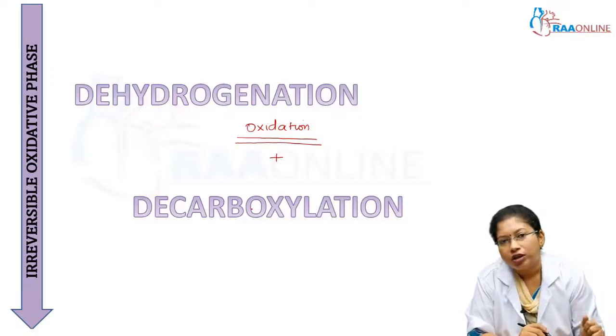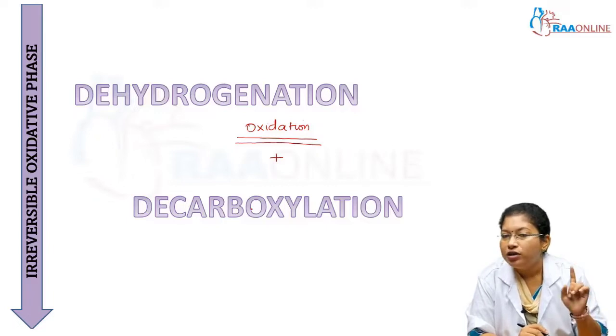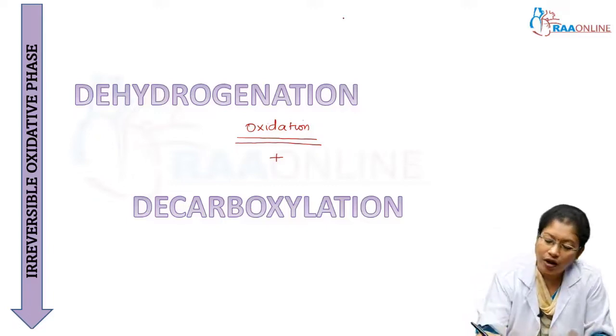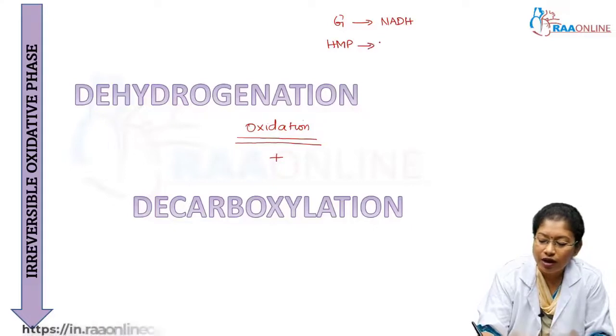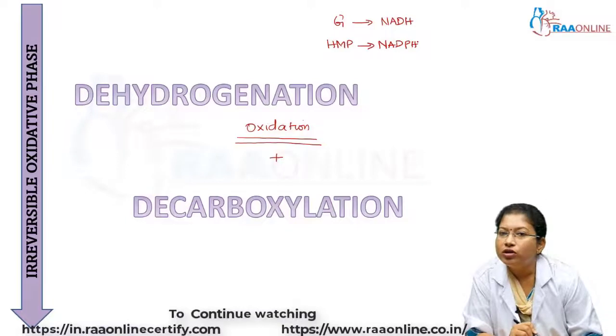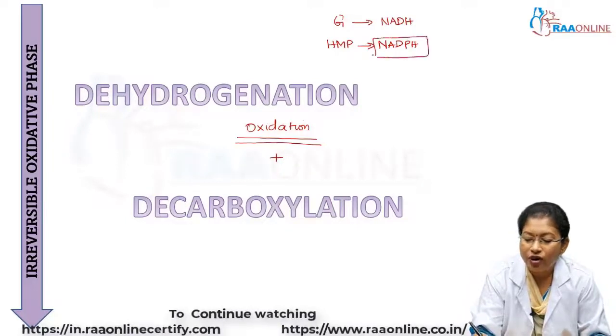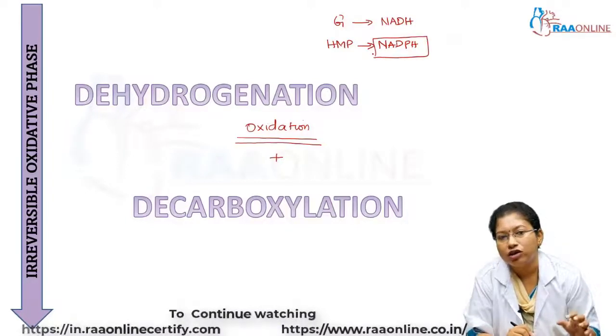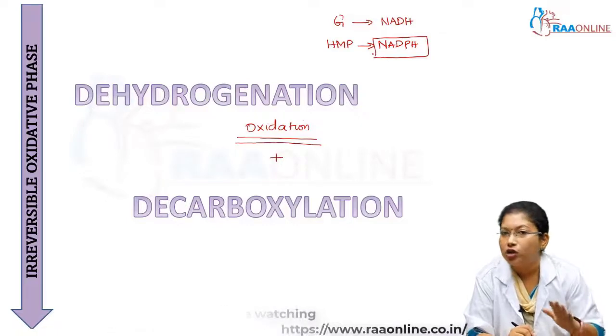During oxidation, in glycolysis, it produces NADH. Whereas in HMP, it produces NADPH. This reduced coenzyme is required for biosynthetic reactions of fatty acid, cholesterol and steroid.